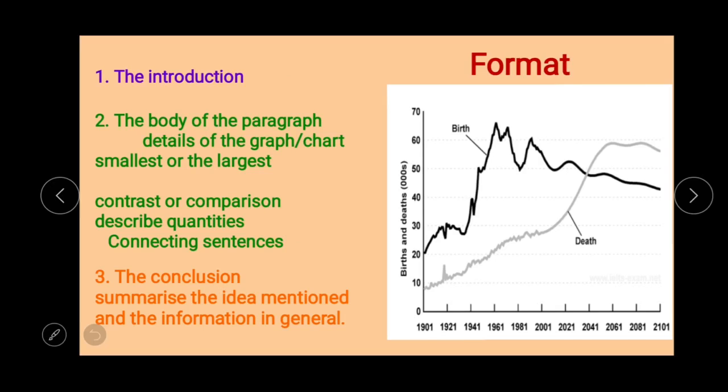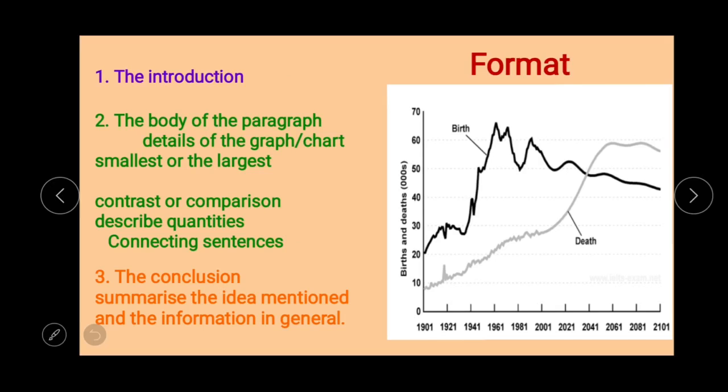For example, what is this graph about? The answer of this question will be your introduction. This graph is about birth and death rates in some country with time, means from 1901 to 2101. Okay, you can write this. Then second part is the body of the paragraph.